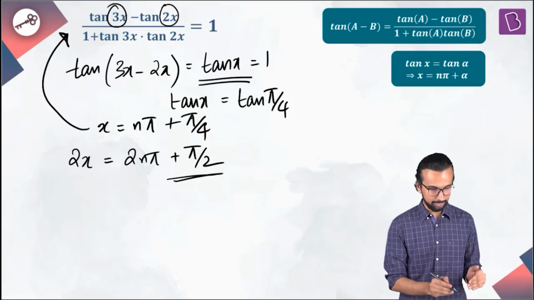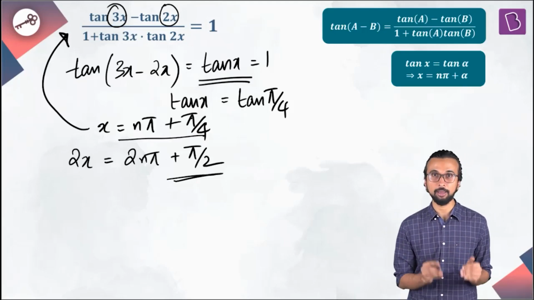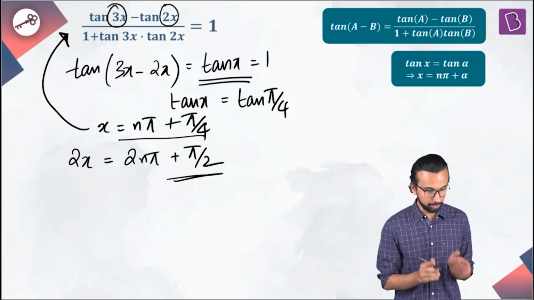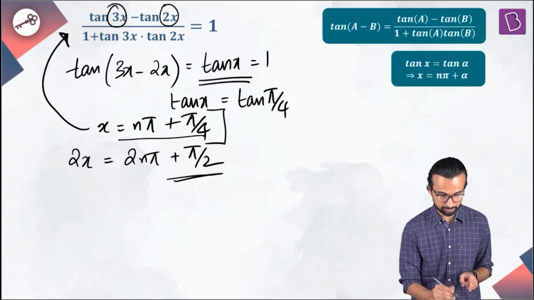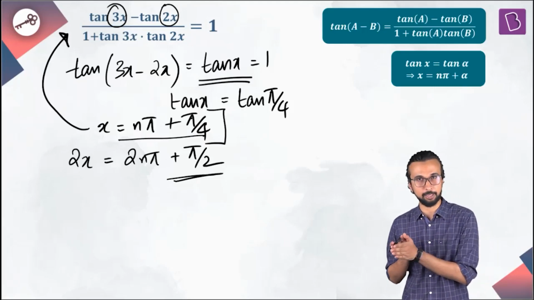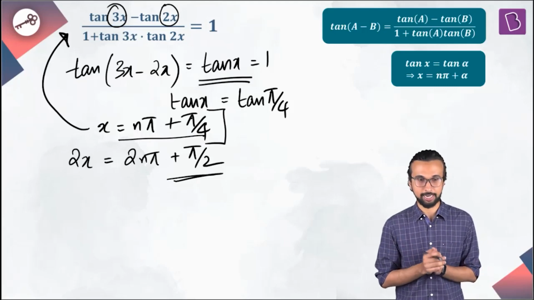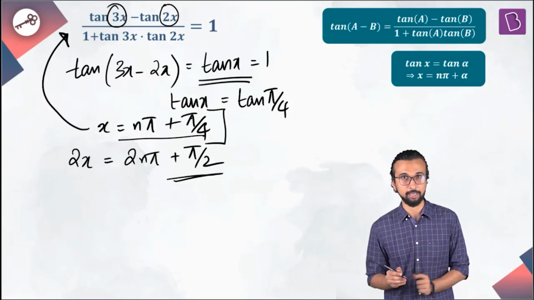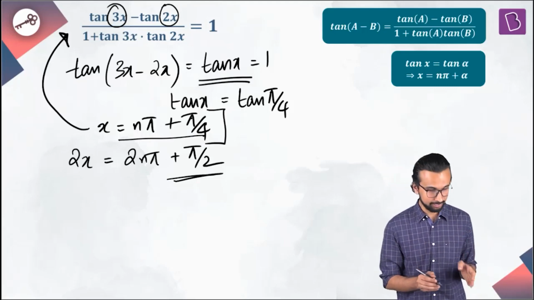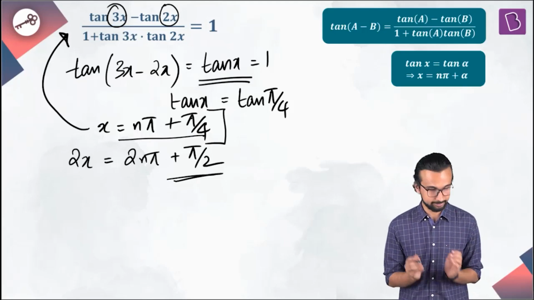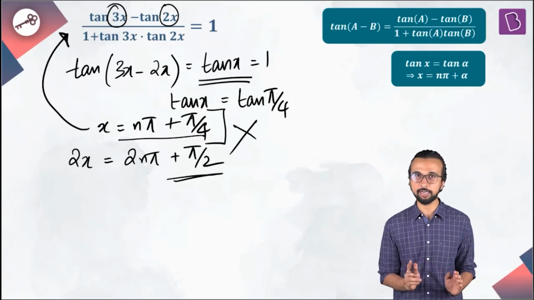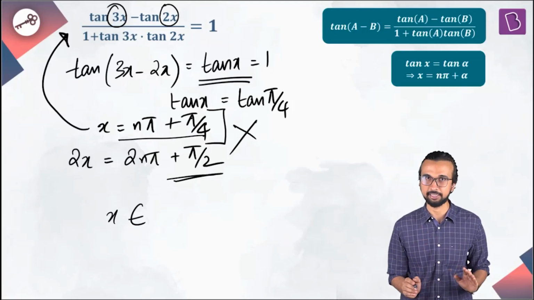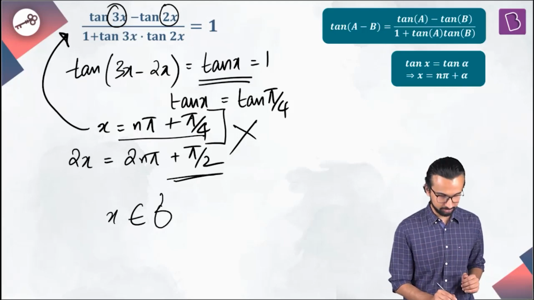Now, can x equal to n pi plus pi by 4 be applicable to our question here? That is why we are validating. Once we find out that these values of x equal to n pi plus pi by 4 do not satisfy (tan 3x minus tan 2x) by (1 plus tan 3x into tan 2x) equal to 1, then you can say that this is not a valid solution. So what values of x satisfy this? Nothing. There are no values of x that satisfy this equation.